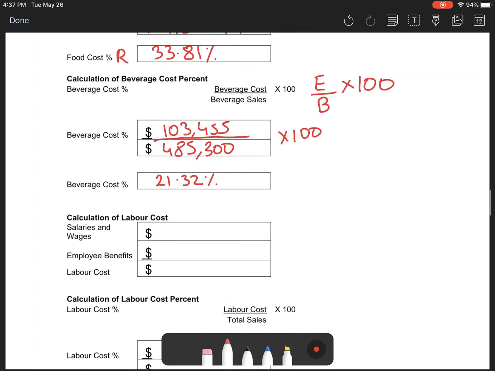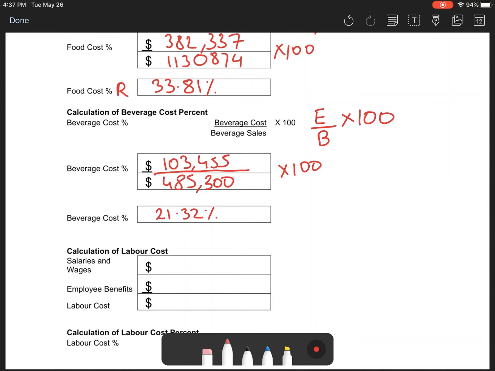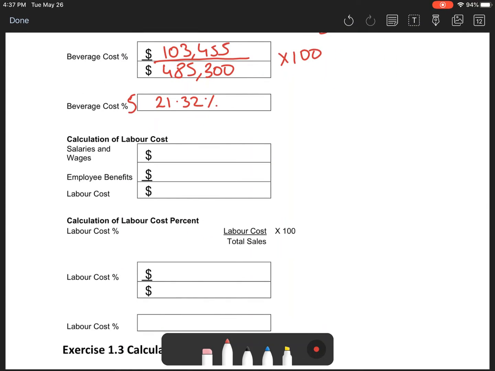Now we're going to calculate our labor costs. Before we do that, let's tag our beverage cost with an alphabet so it helps us going forward. So that's an S over there for beverage costs, and then labor cost is denoted with the T. We're trying to understand the labor costs, so we'll add up our salaries and wages and employee benefits. Our salaries and wages was denoted by an H, and your employee benefits was denoted by an I.